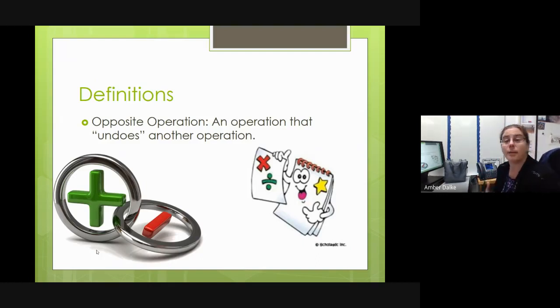The other pair of opposite operations, you've probably already guessed this, are multiplication and division. Again, if you multiply by 4 and then you divide by 4, you're left with the same number you started with. So those are opposite operations.